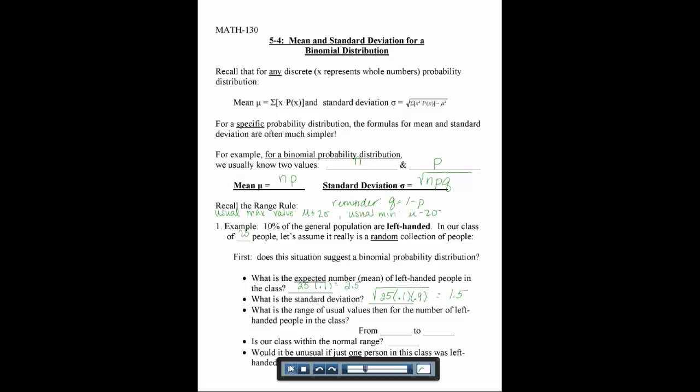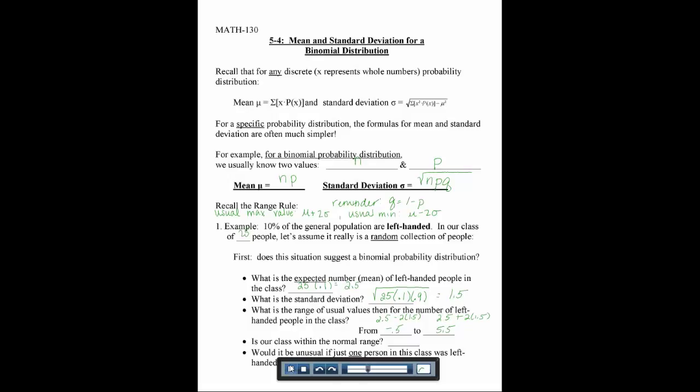So the usual range of values, we would take 2.5 minus 2 times 1.5, which would give us negative 0.5 people, so we wouldn't expect any less than 0 anyways, but up to 2.5 plus 2 times 1.5, or about 5.5 people. So 6 or more people would be considered unusual.